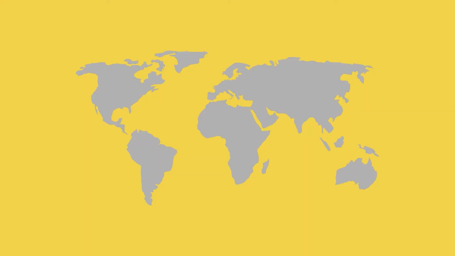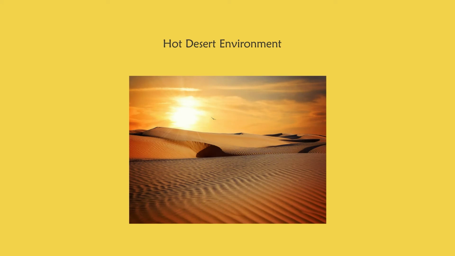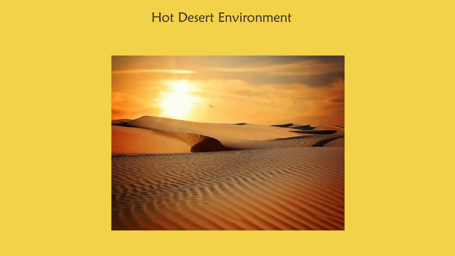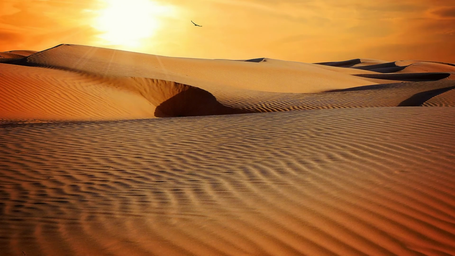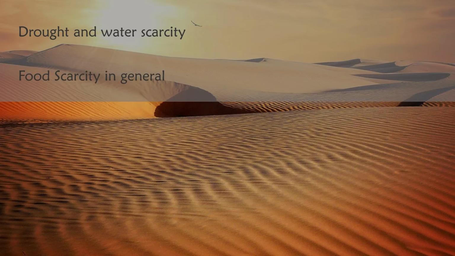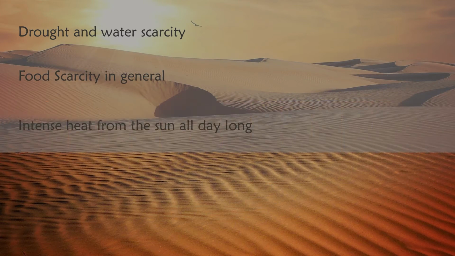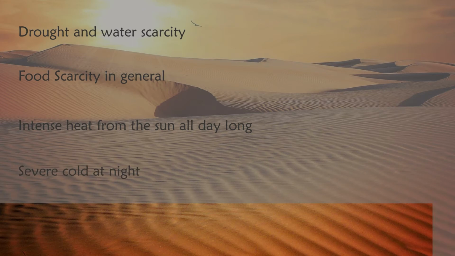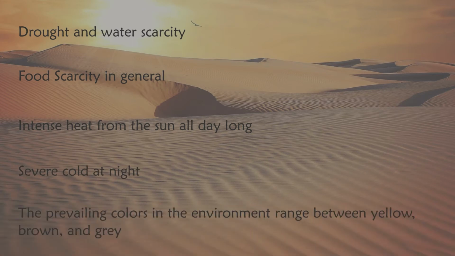Let's explore another environment, which is the hot desert extending into the north of the African continent, the Arabian Peninsula, Australia, and some regions of the United States and Mexico. Characteristics of the hot desert environment. Drought and water scarcity. Food scarcity in general. Intense heat from the sun all day long. Severe cold at night. The prevailing colors in the environment range between yellow, brown, and gray, which are the colors of sand, stones, and surrounding rocks.